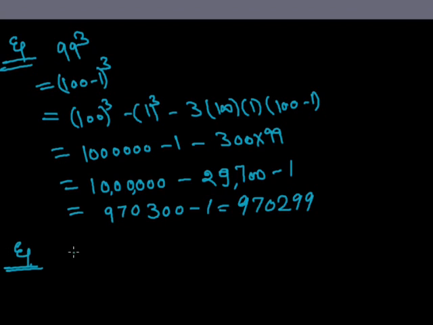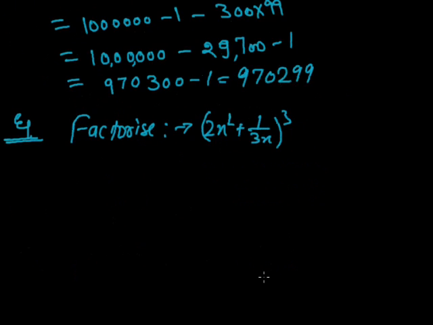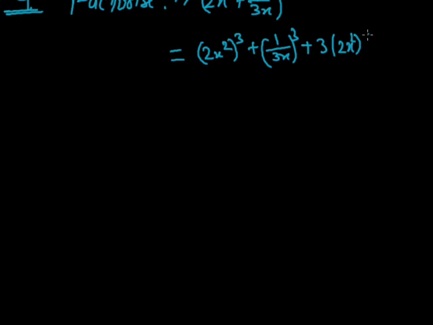Write down, factorize (2x square plus 1 upon 3x) whole cube. We have to factorize it. To factorize it, we will use the fifth identity, that is x plus y whole cube, and it is given as a cube plus b cube plus 3ab(a plus b).